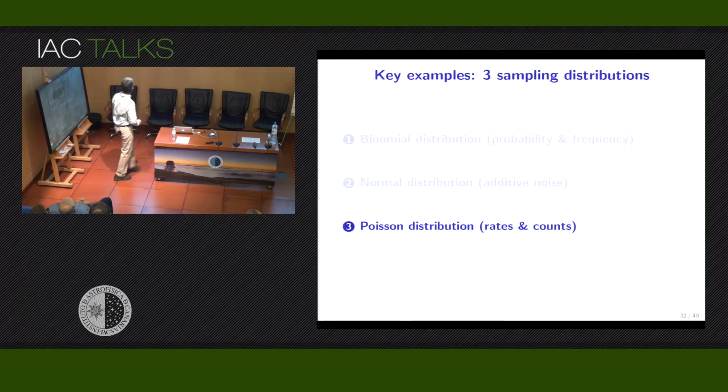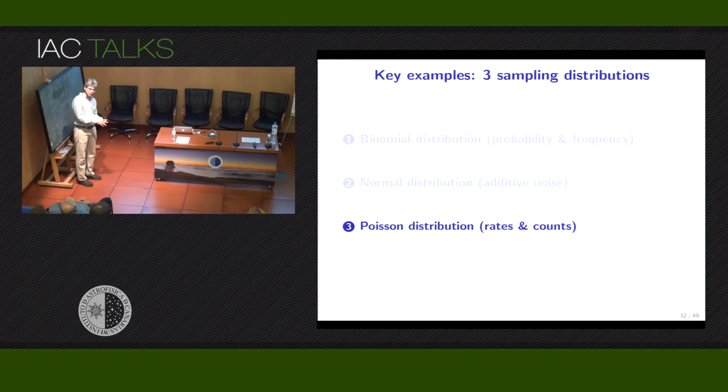All right. So we did the binomial distribution, where probability is related to frequency, the fraction of cases that turn out one way or another. We did the normal distribution, which arises often as a model of additive noise. Now I want to talk about the Poisson distribution, which comes up in many guises in astronomy.